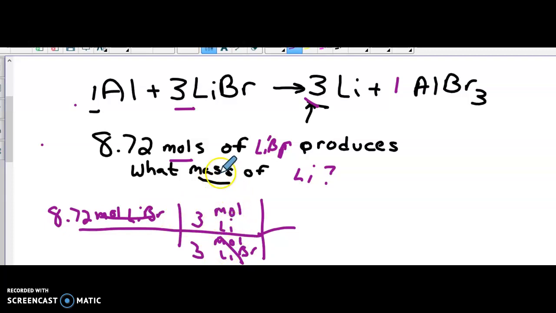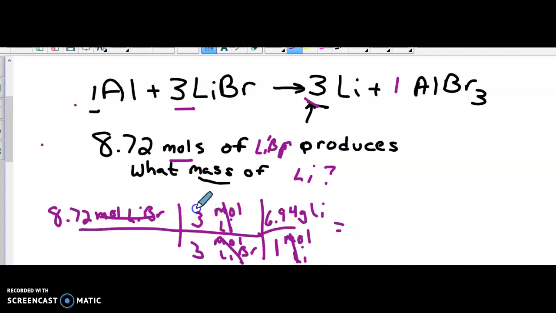It asks us for the mass of lithium. So we are going to have to put moles of lithium down here. Now, we are not going to use the coefficient here. Instead, we know that in 1 mole of lithium, we have 6.94 grams. That's its molar mass of lithium. We got rid of moles of lithium.